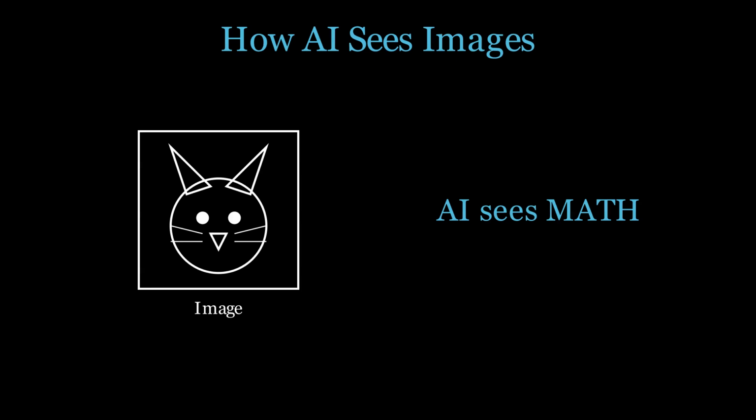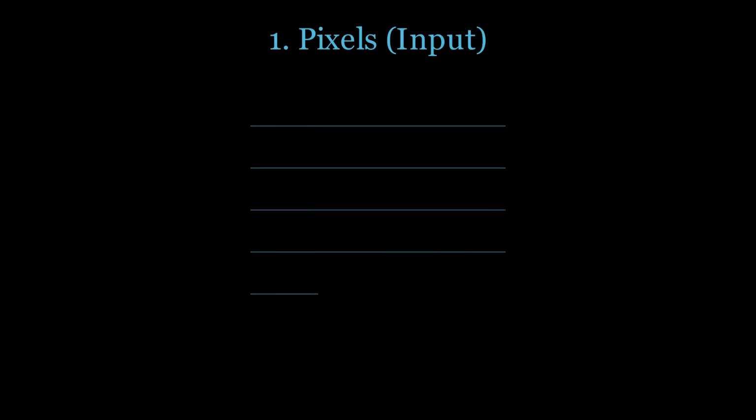Today, we are going to demystify one of the most fascinating capabilities of modern technology, image recognition. But to understand it, we first need to completely forget how humans see the world. Because AI doesn't see pictures. It sees math. Let's zoom way in on our picture of the cat.